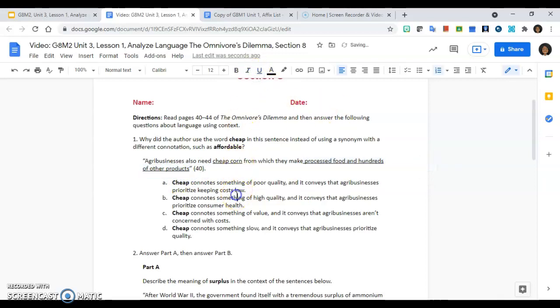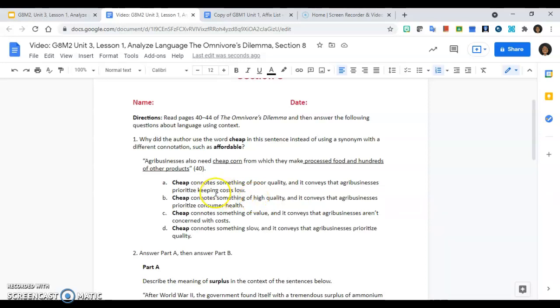And so this has a negative connotation. Processed foods in this book haven't been looked upon the best, right? If you can use something to make hundreds of things, you're like, I don't know if I want to touch that. So it has a negative connotation. So when you're looking at your answers, you're looking for something that also has a negative connotation, right?